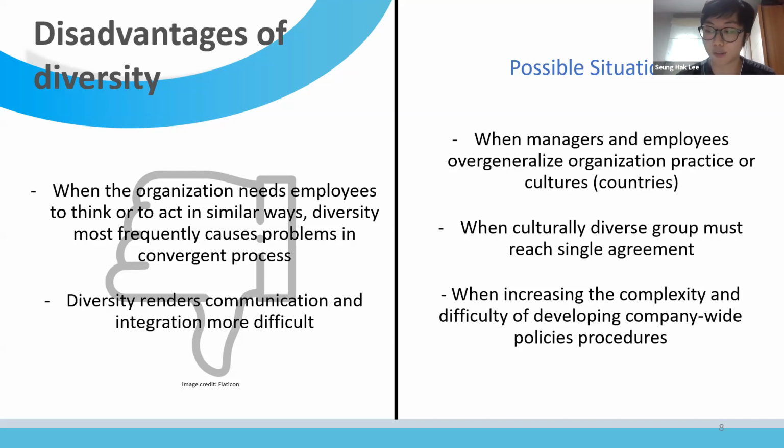People from different cultures may not understand each other. If an organization asks people from two different cultures to take care of one thing, it can cause confusion because of their work handling speed or different ideas. Let's look at situations where cultural diversity can have a negative impact. When managers and employees have to overgeneralize organizational practices or cultures, diversity can cause problems. Also, when culturally diverse groups or organizations need to reach a single agreement, they can cause problems because there will probably be many disagreements. Lastly, increasing the complexity and difficulty of developing company-wide policies and procedures can cause problems too.